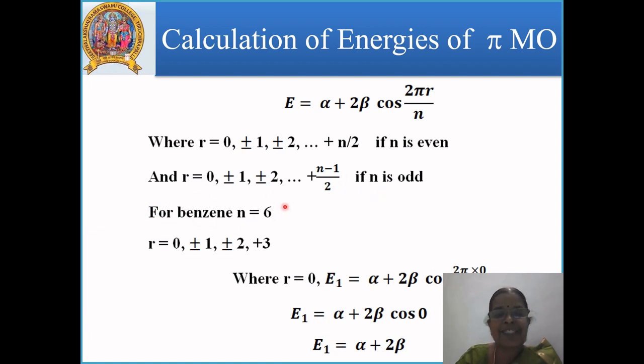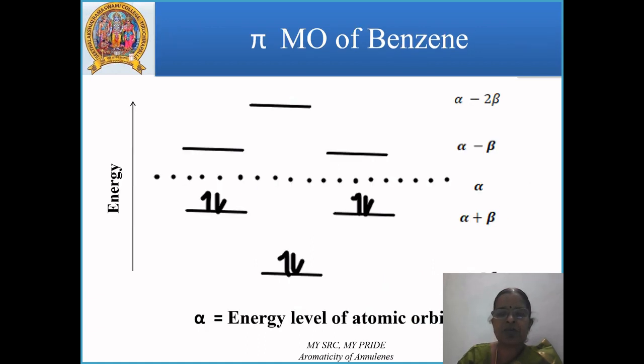For benzene, 6 carbons are present, so the n value is 6. What are the possible values of r? 0, plus or minus 1, plus or minus 2, and 3, totally 6 values. Using the formula, if you calculate the energy levels of the different pi molecular orbitals, the pi MO diagram will appear as follows. These are the pi molecular orbitals of benzene.